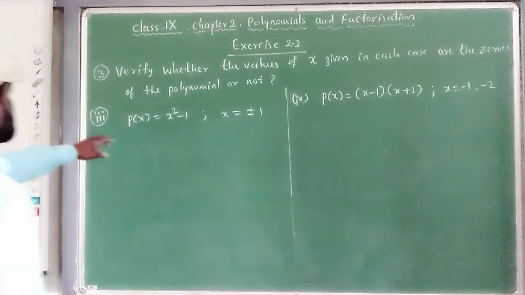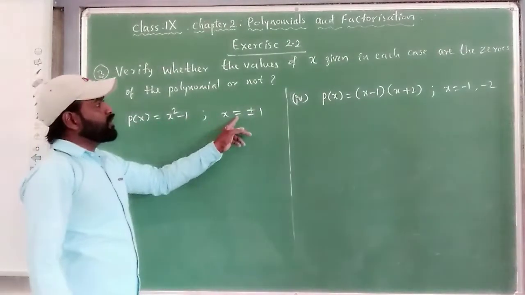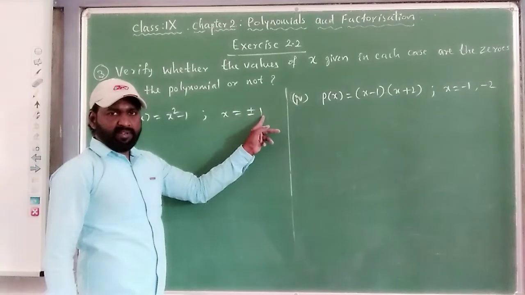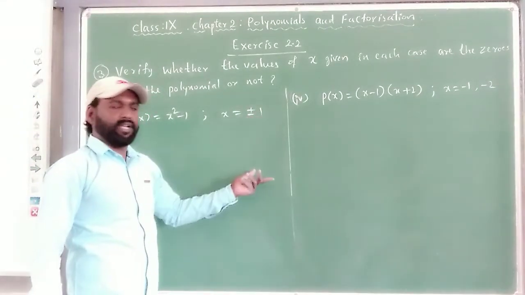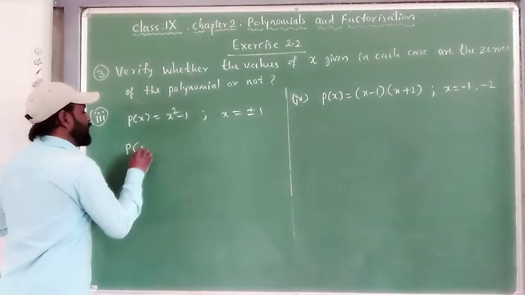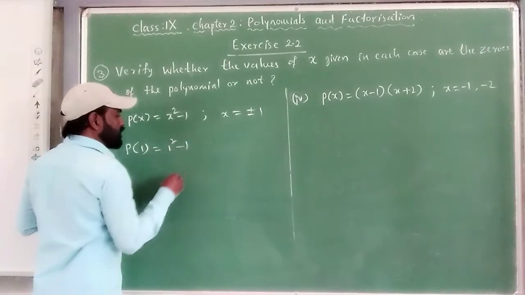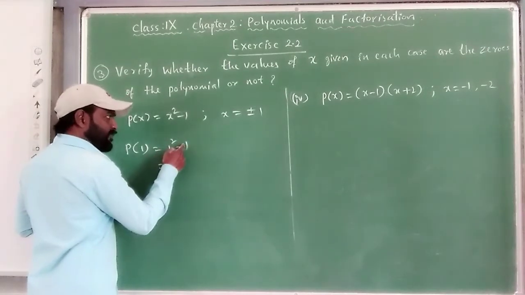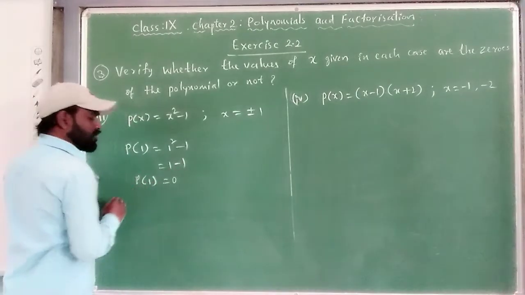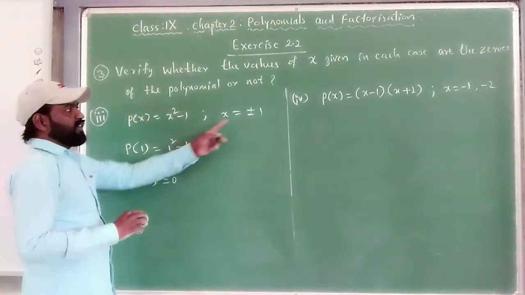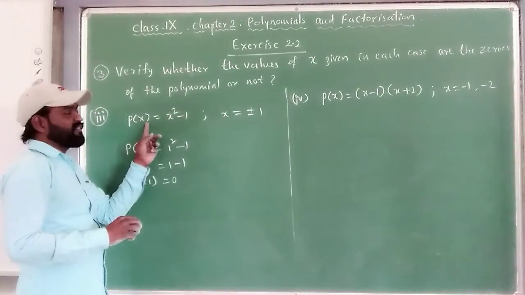See the next bit, given like this. P of x is equal to x square minus 1 and x is equal to plus or minus 1. Plus or minus 1 means once you have to take plus 1, next you have to take minus 1. Both values you have to check. So first P of plus 1 I'm taking. In place of x I have to keep 1. 1 square is equal to 1. Here again 1 square is 1 only. 1 minus 1 is 0. That means P of 1 is equal to 0. Yes. That means if x is equal to 1, x square minus 1 is equal to 0. That means 1 is a 0 of the polynomial.